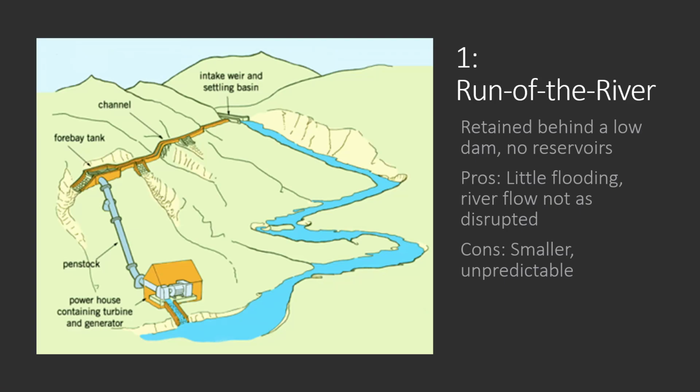So the first source that we could actually get is called run of the river, where you retain water behind a low dam. You don't have any reservoirs, so it's not the traditional dam like in Lake Tahoe. There's a dam that releases into the Truckee. The reason that you do this is because there's not as much flooding. The river flow is typically not as disrupted.